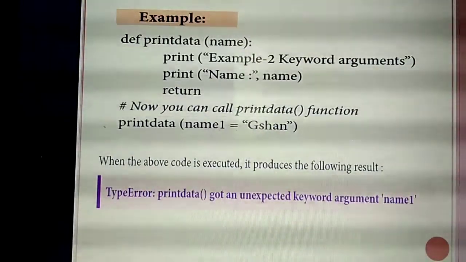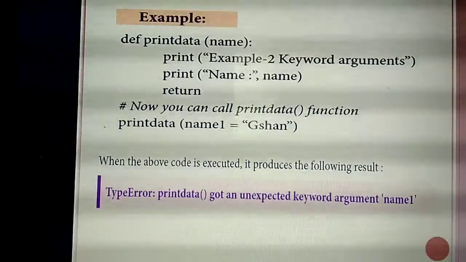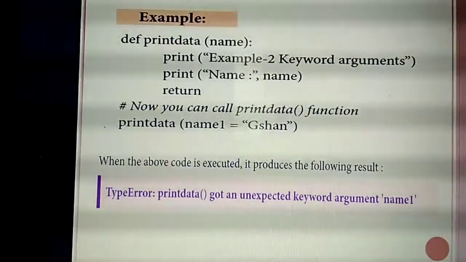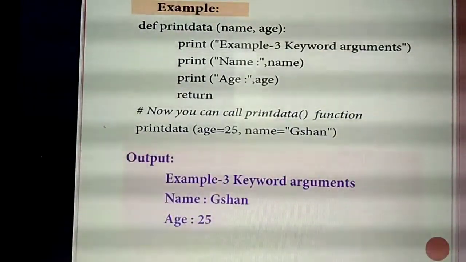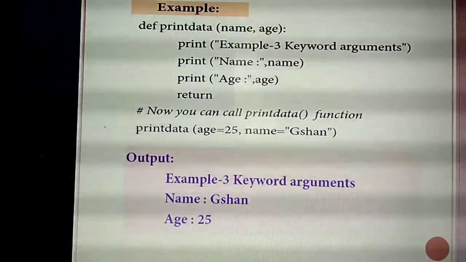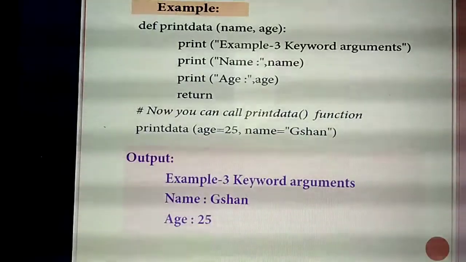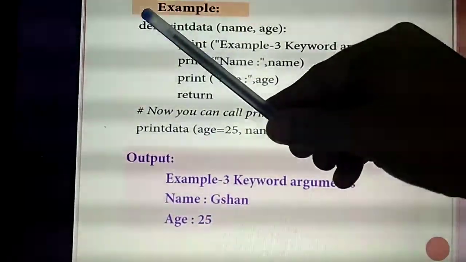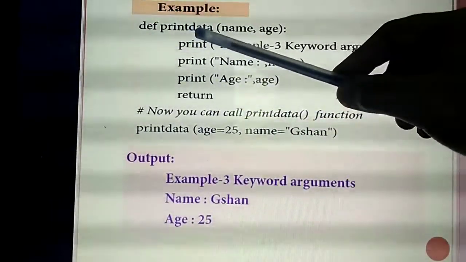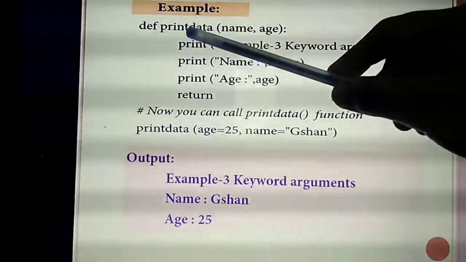Understand? Understand the second example? Yes. See this. This is the third example for keyword argument. Okay, so listen. What's the keyword? def is the keyword. Then the function name. What's the function name? print_data_of.